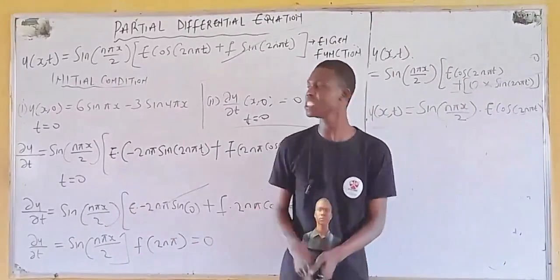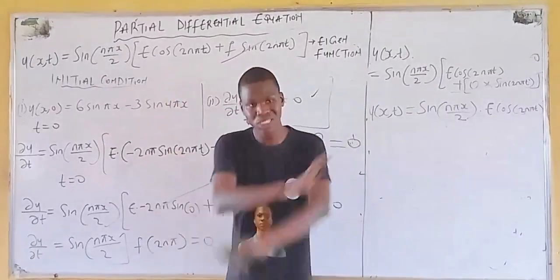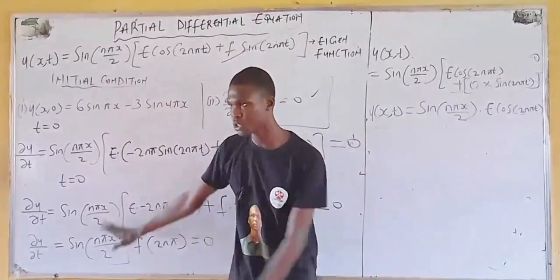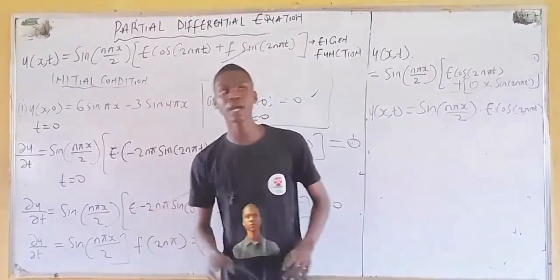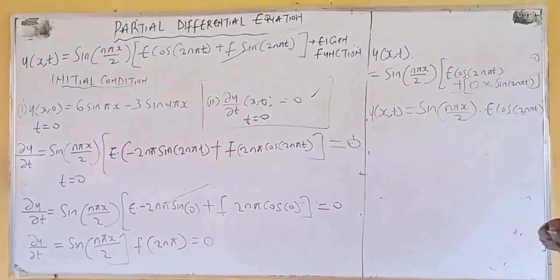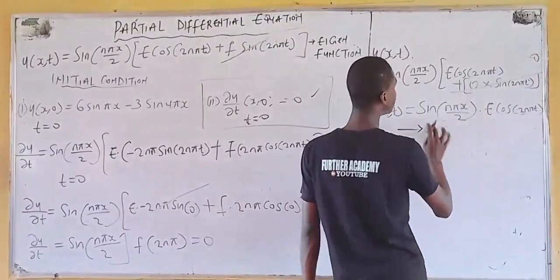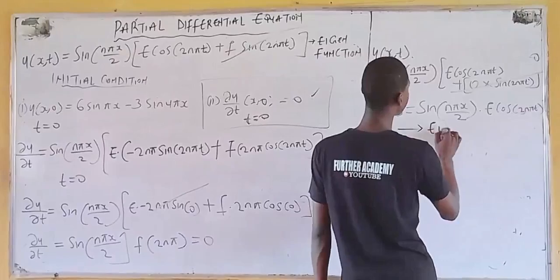Now apply the second initial condition, which is this. Meaning you are going to have another new wave equation, which is the final equation for that question. Any questions so far? So meaning this is our eigenfunction. This guy is called the eigenfunction.